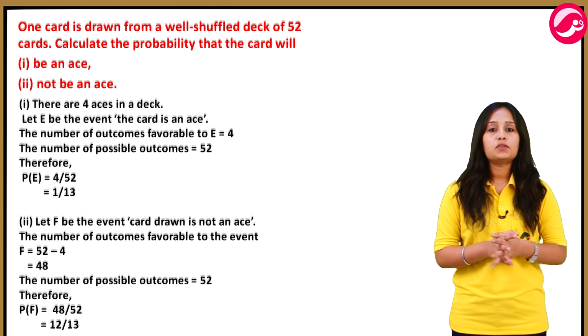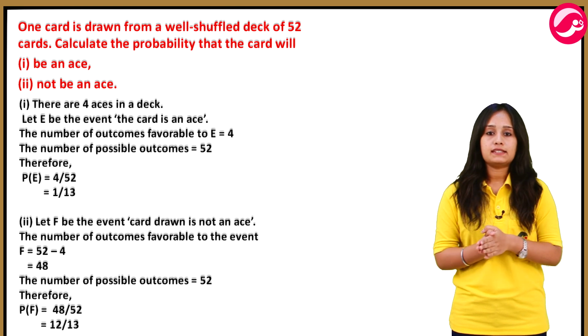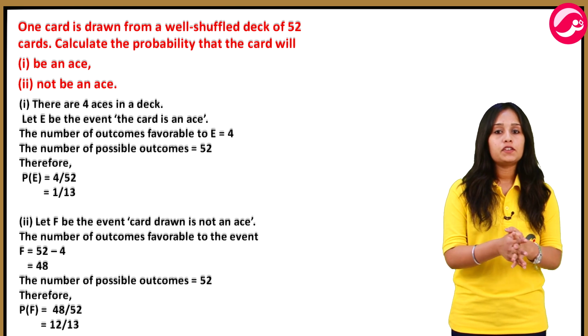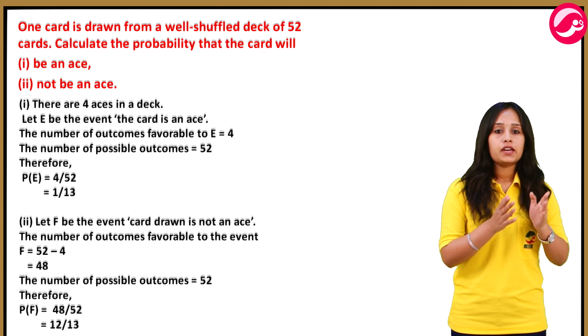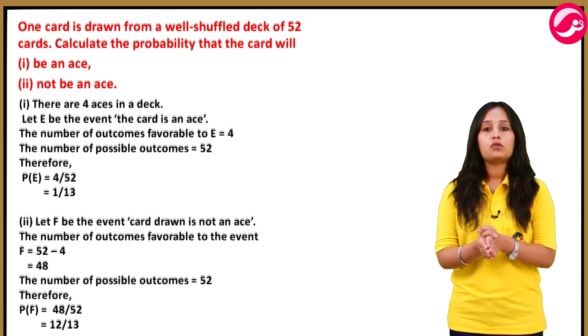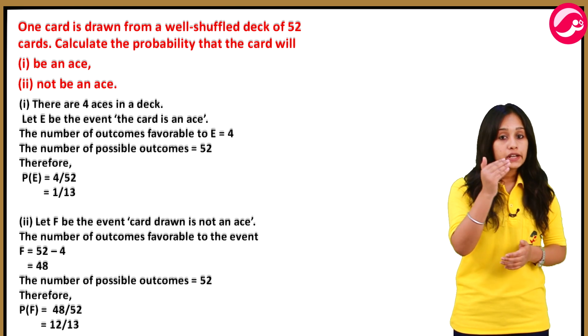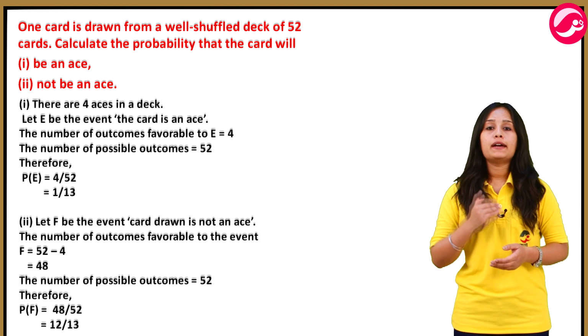For the second part of the problem, let F be the event, card drawn is not an ace. So, the number of outcomes favorable to the event F will be 52 minus 4, which is 48. So, the number of possible outcomes is 52. Therefore, P of F will be 48 by 52, which is equal to 12 by 13.